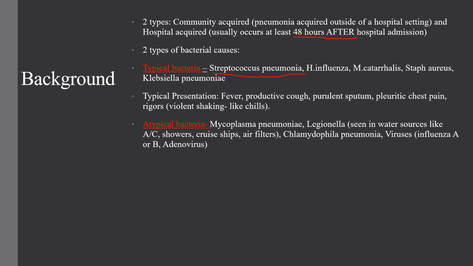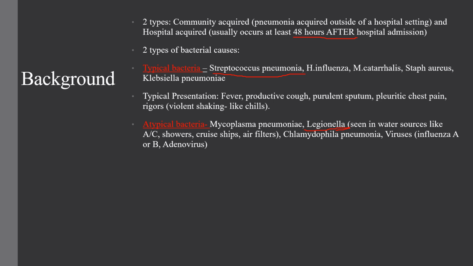Then you have your atypical ones. So this is stuff like mycoplasma pneumonia, Legionella, which will probably be the one you'll see most likely for atypical presentations. And just to note that atypical Legionellas usually come from contaminated water sources such as air conditioners, showers, cruise ships, air filters, etc.